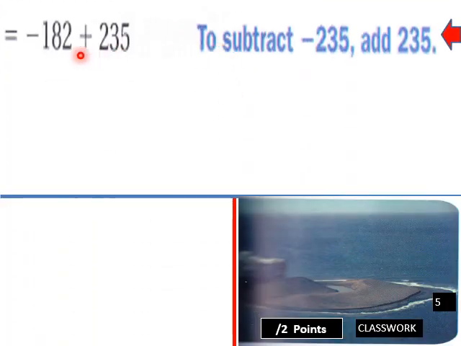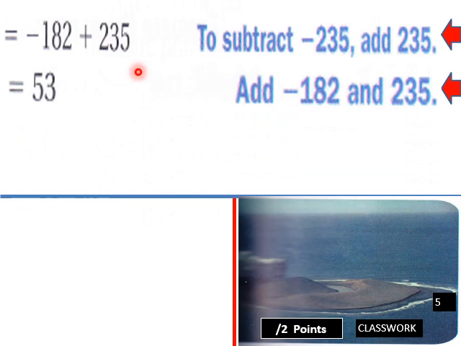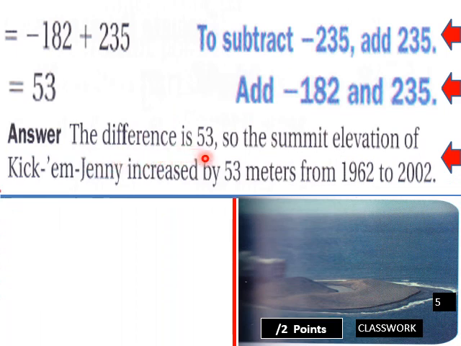Within that situation, we get -182 plus 235. A negative of a negative is a positive. And they say to subtract -235, add 235. Same thing. And this comes out to 53. So therefore, the difference is 53 feet. We don't have negative distance. That would be the problem with this problem here. We can keep our signs. The only thing is, distance is not negative unless it's below some kind of benchmark. In this case, it's sea level. So the difference anyway is 53. The summit elevation at Kikimjeni increased by 53 meters from 1962 to 2002.